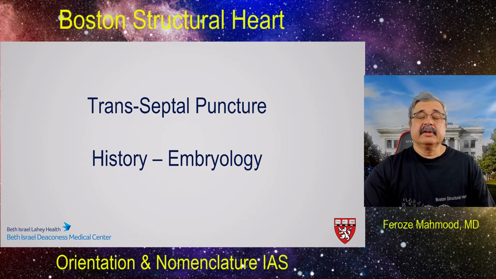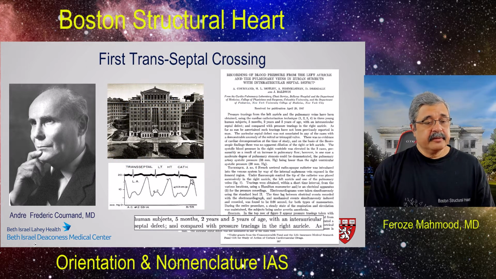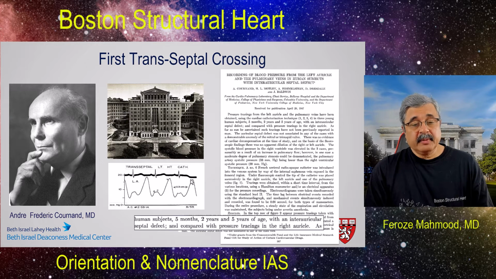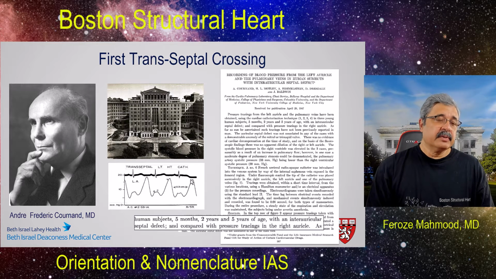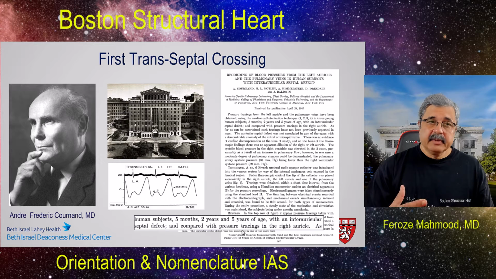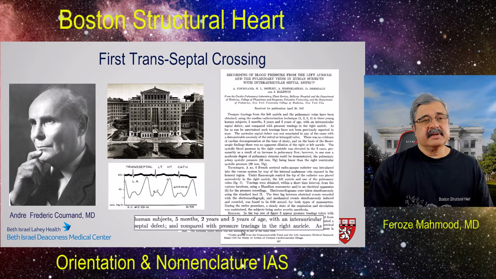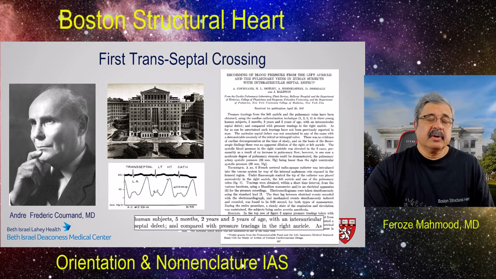Now, we've already gone over the history of the transeptal puncture, but I'll briefly go in context to its embryology. André Frédéric Cournand, the famous cardiologist who actually won the Nobel Prize for developing the technique of right heart catheterization, was the first one to describe transeptal puncture, but only in 5 human subjects who had pre-existing atrial septal defect, and they were able to safely cross from the right side to the left side to measure the left atrial and left ventricular pressure. So that was the first description of the development of a transeptal puncture technique.